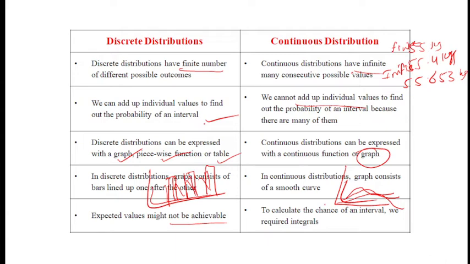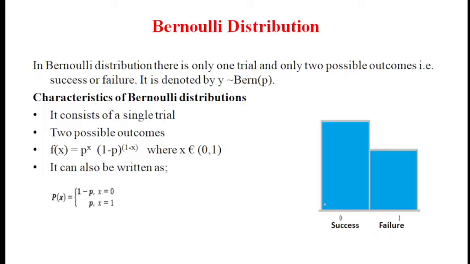Let us have the discussion of types of distribution one by one. The first one is Bernoulli's distribution. In Bernoulli's distribution, there is only one trial and only two possible outcomes. Make the notes of this important point. Under Bernoulli distribution, it is talking about only one trial and two possible outcomes.